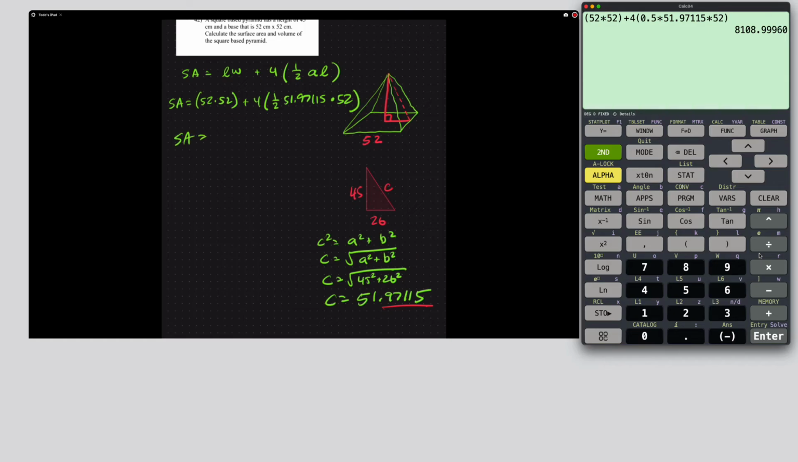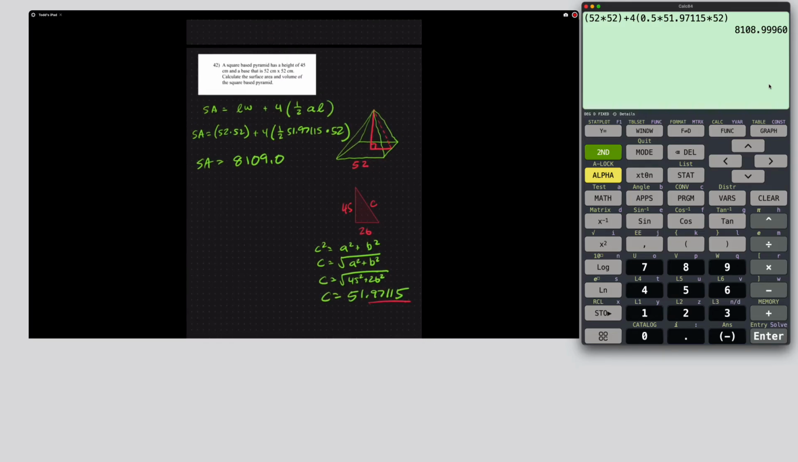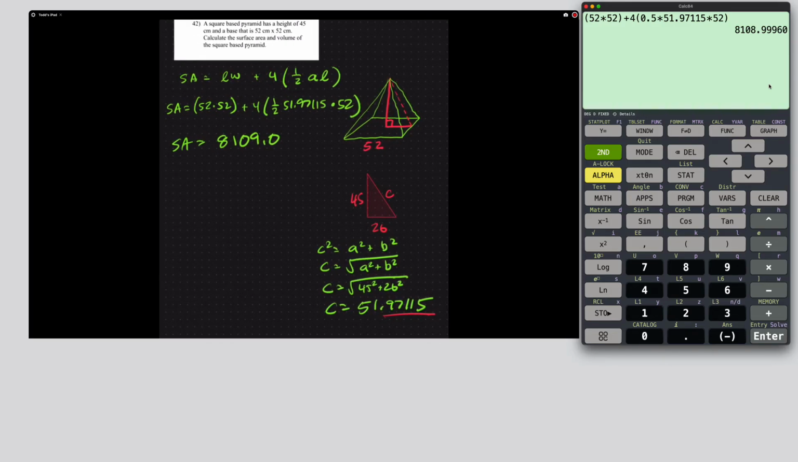equals, now if we're going to round this to 1 decimal place, this is sort of a tricky one because the 9s are going to round to a 10, which basically becomes a 0. So this 8 right here will become 8109, 8109.0 if I was rounding it to 1 decimal place. And we're talking about area, so what are the units? It says centimeters squared. Okay, now what about the volume?